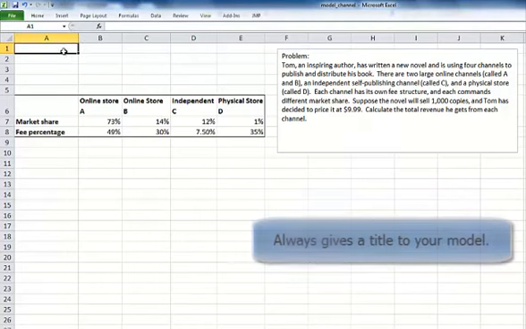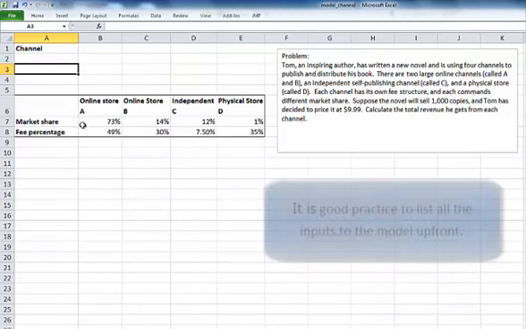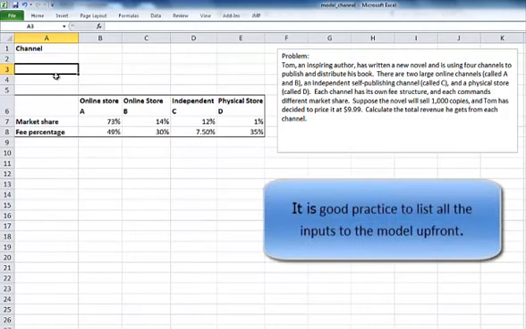Let's first give it a title. I could call it channel. Next, let's talk about what we know here. We do know the details about market share and the fee structure for each channel. We also know the total market, which is 1,000, and we also know Tom's price. So let's put down all that information as our input here.